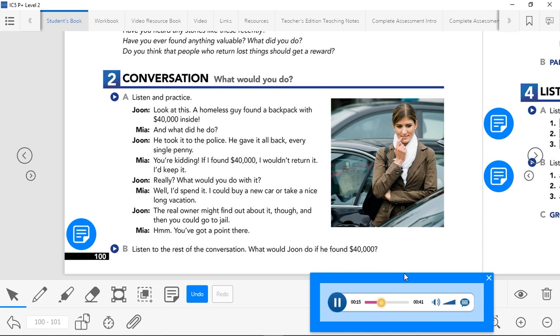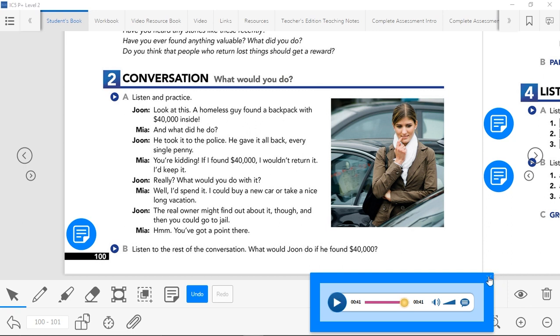So, what would you do if you found $40,000? Oh, you know me. I hate breaking rules, and I'd feel nervous about keeping the money, so I'd take it straight to the police. I guess that wouldn't be such a bad idea. Maybe you'd be lucky, and the owner of the money would give you a big reward. Well, they say honesty is its own reward. But I could use a new bike.